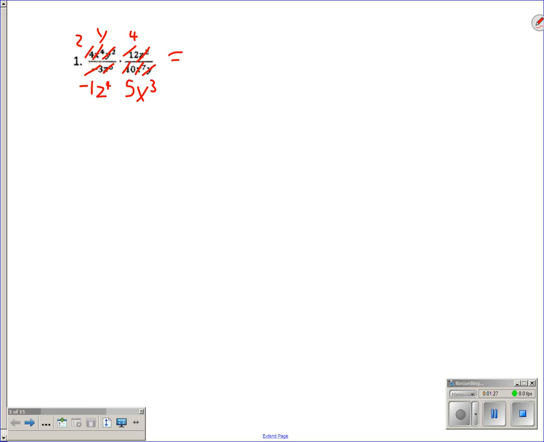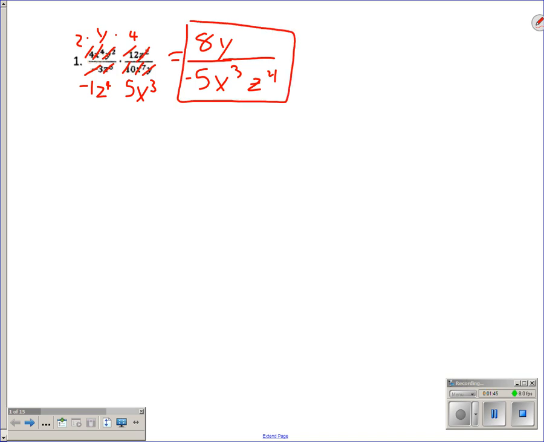Looks like we got 2 times y times 4 on top, which will be 8y. And on bottom we have -1 times 5, which is -5, times x to the 3rd and z to the 4th. I don't see anything else that can simplify out in this problem. The y's, the x's, the z's, the numbers can't reduce down, so we're done. That's the answer. As far as the restrictions go, it's just whatever x, y, and z cannot equal. And since there's no plus or minus in those factors, all three of them cannot equal 0.